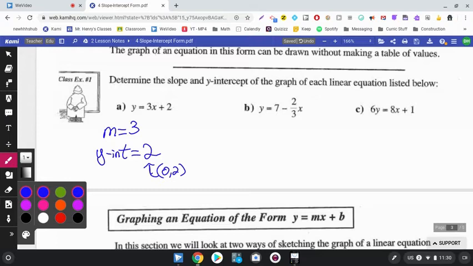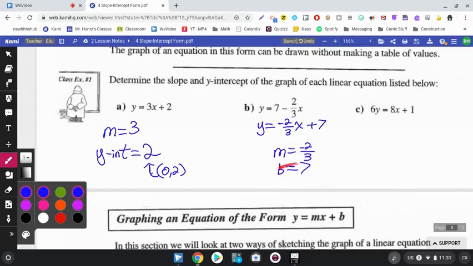Okay, B and C. Well, I look at those, and one thing to keep in mind is I want it to look like y equals mx plus b. So right now, this is b minus mx. So I'm going to rearrange. I'm going to put the negative 2/3 x up front, and then I'd have my plus 7. And then from there, it's a little bit easier to say, okay, your slope equals negative 2/3, and your b value equals 7.